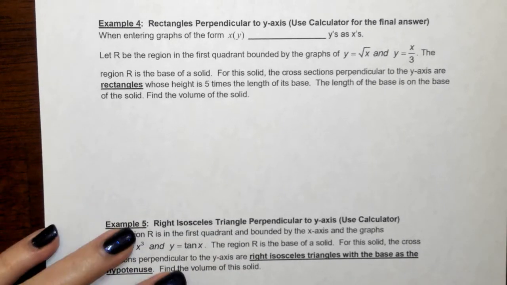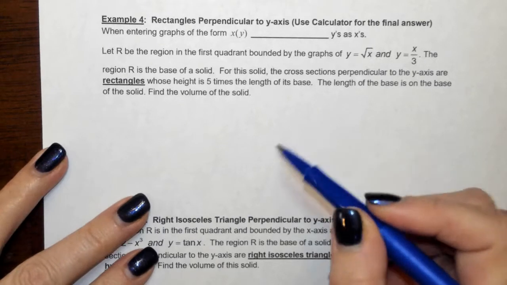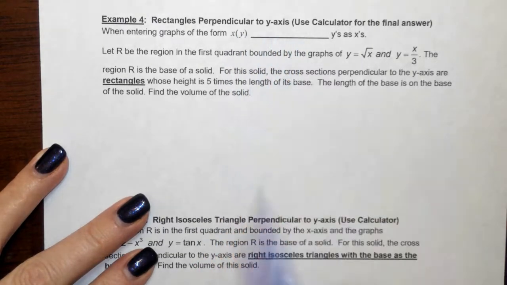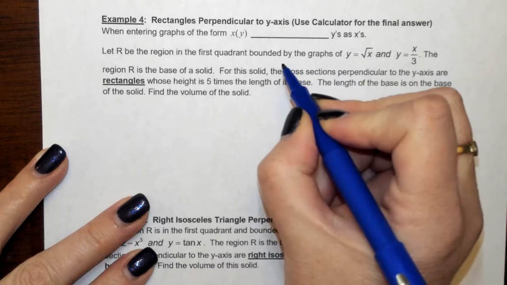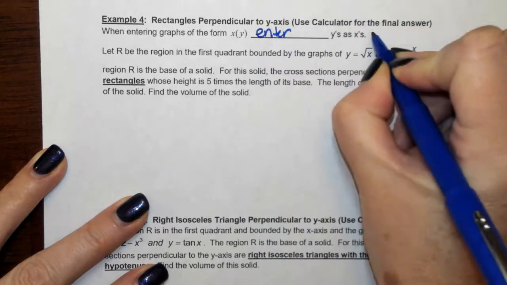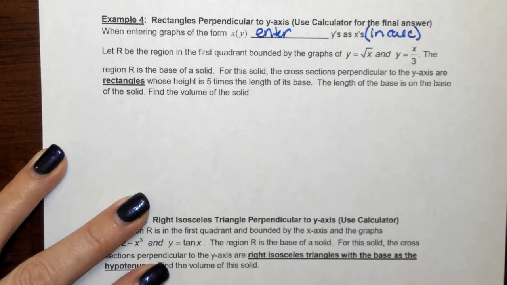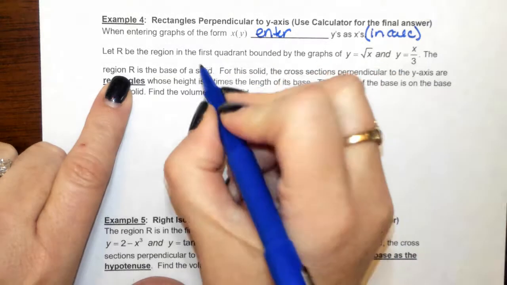Okay, so for example 4, we have the region, again, with rectangles perpendicular to the y-axis. When entering graphs in the form of x of y, you have to enter y's as x's in the calculator. So again, you're looking at the region that's in the first quadrant only.